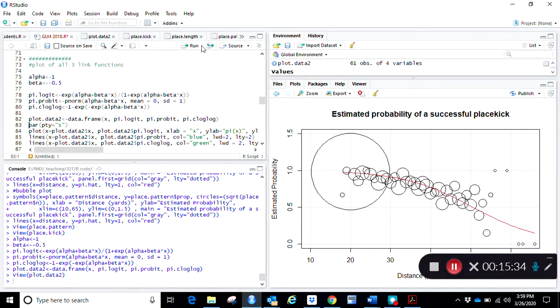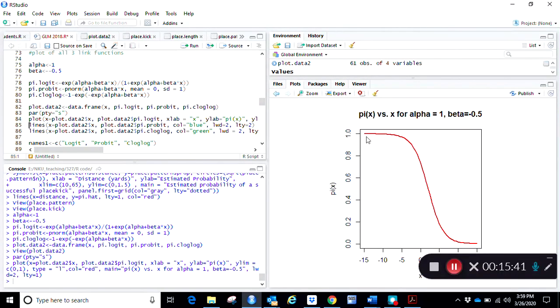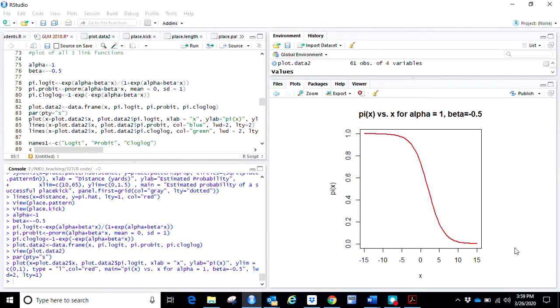Then I'm going to get my plotting area of a square, and now actually do my plot. So here's the first plot. This is going to be the logit, getting a solid line by using the line type of 1. Then after I've run the plot function, the lines function will allow me to put a new line on the exact same plot that I was working with. That's why I'm using the lines function and not the plot function again.